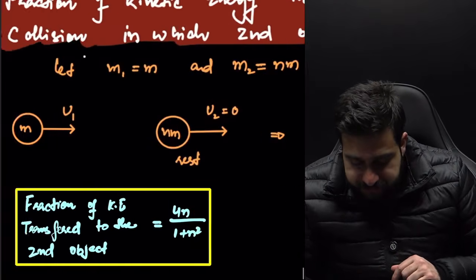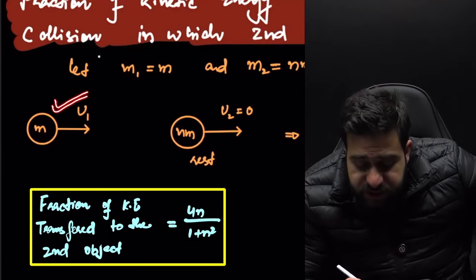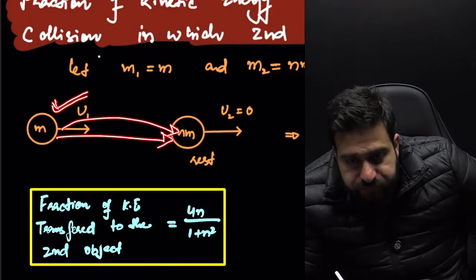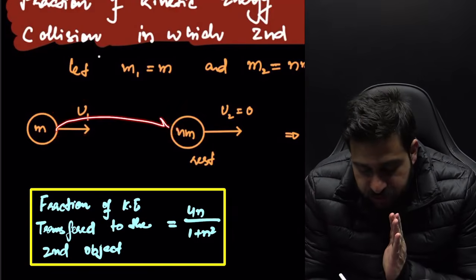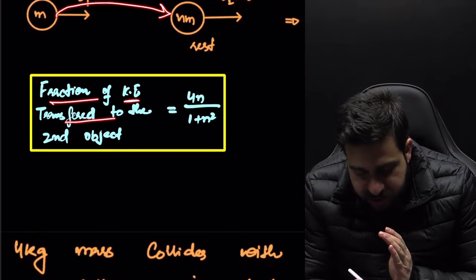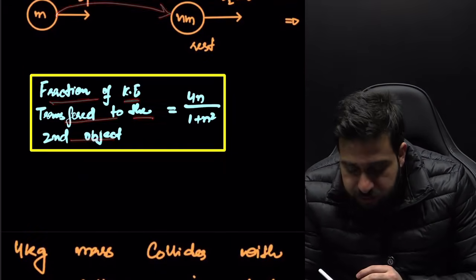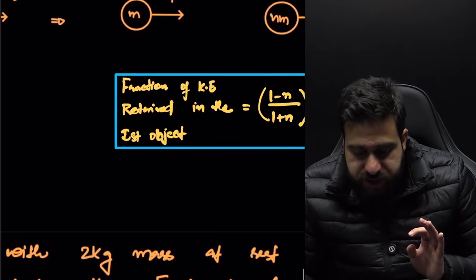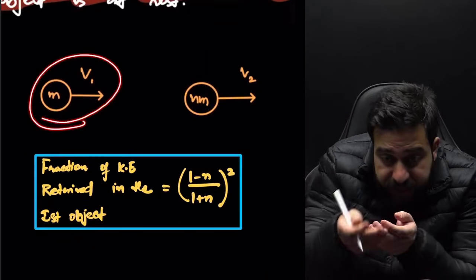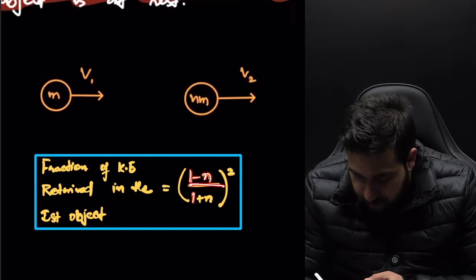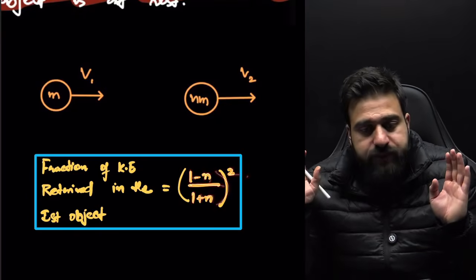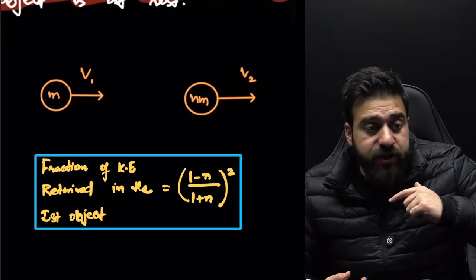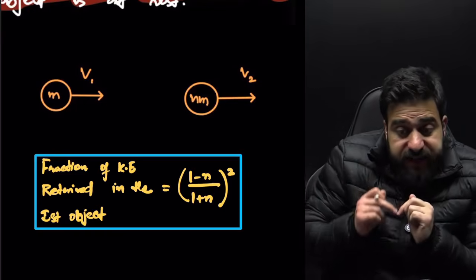So don't you think that initially only this mass has kinetic energy? When it strikes with this mass, it has transferred some portion of the kinetic energy to this. So how much is the kinetic energy transferred to the second object? Fraction of kinetic energy transferred to the second object, directly you'll be remembering, that is 4n upon 1 plus n square. This is the kinetic energy transferred to the second object. And how much is the kinetic energy retained in the first object? That is 1 minus n upon 1 plus n whole square. As simple as that. If I say I have 10 rupees, I am giving 5 rupees to somebody else. How much is the money transferred? 5. How much is retained? 5.